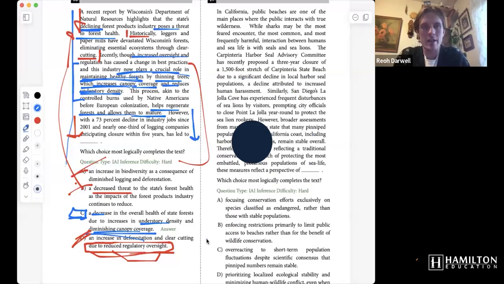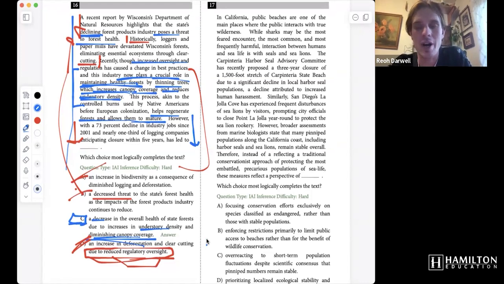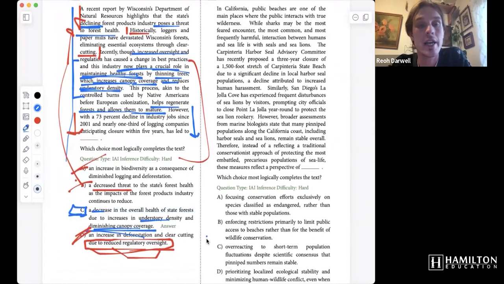All right, so 17 is our final reading question for the second module. Comes close to home, right? It's talking a little bit about La Jolla, things like that. So it's talking about why are cities closing down beaches for the sake of pinniped populations, which are seals and sea lions.